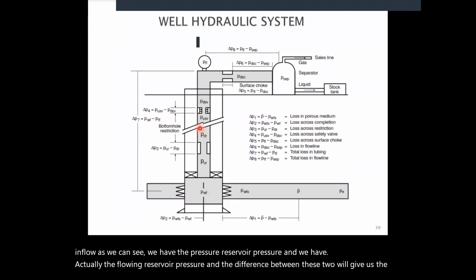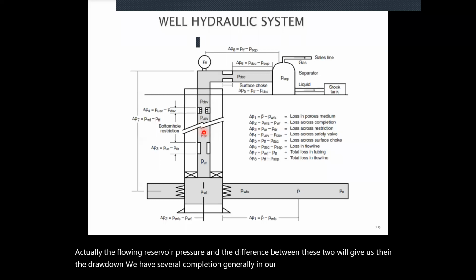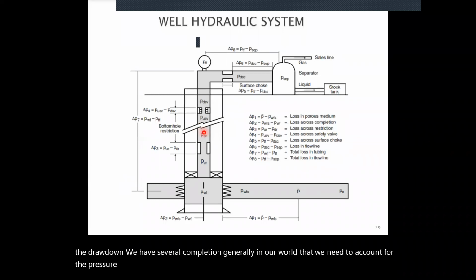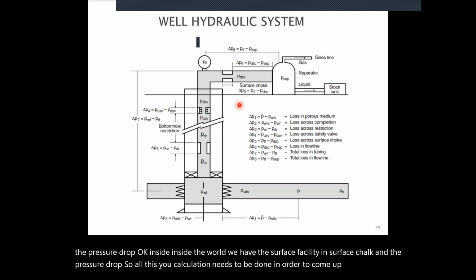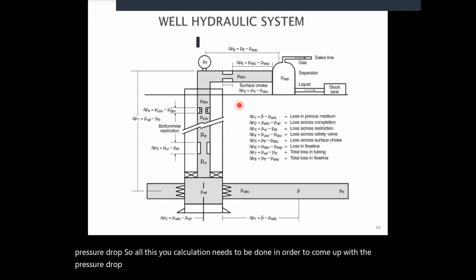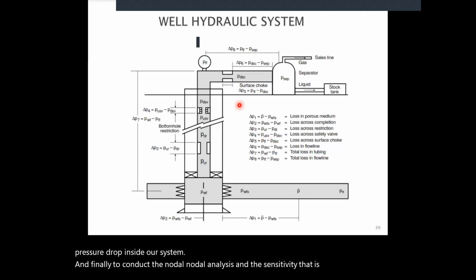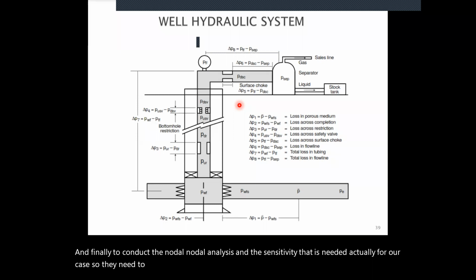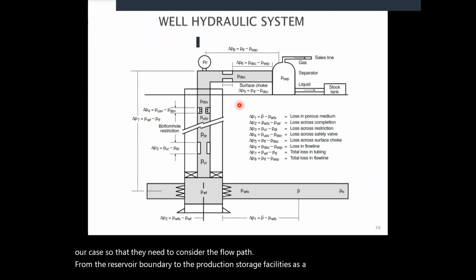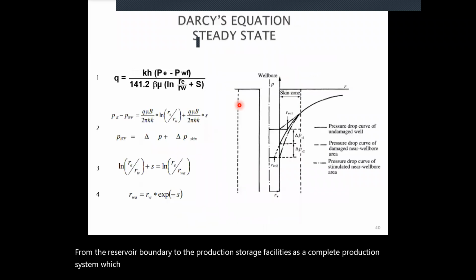We have several completion components in our well that we need to account for in the pressure drop. Inside the well, we have the surface facility, surface choke, and the pressure drop. All this calculation needs to be done in order to come up with the pressure drop inside our system, and finally to conduct the nodal analysis and the sensitivity that is needed for our case. So we need to consider the flow path from the reservoir boundary to the production storage facilities as a complete production system, which is shown in this figure.